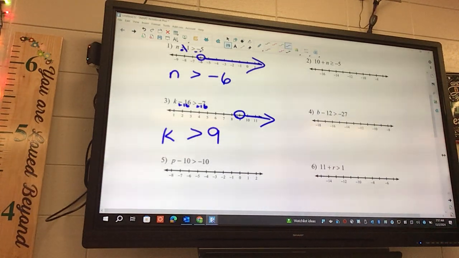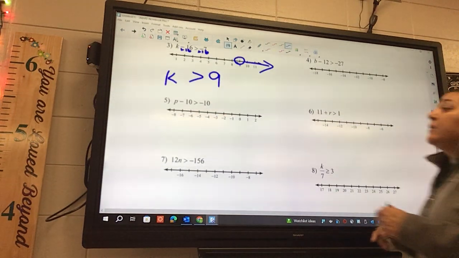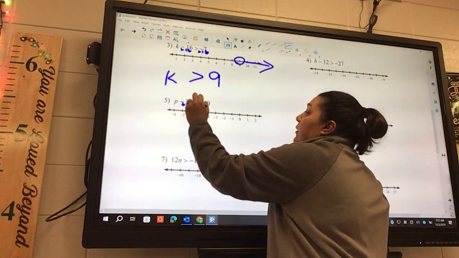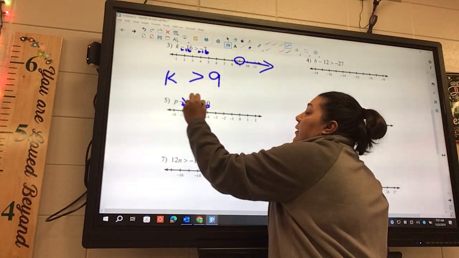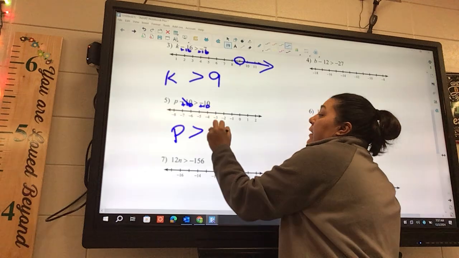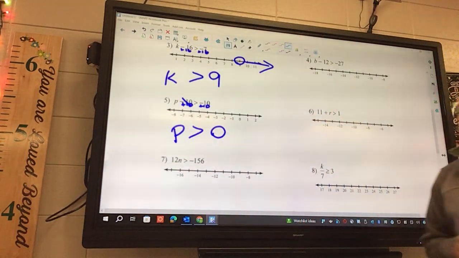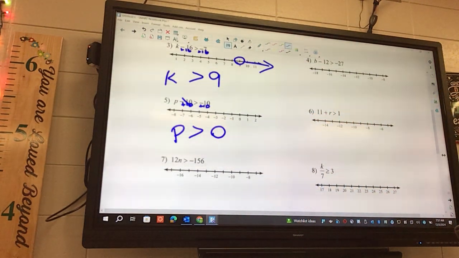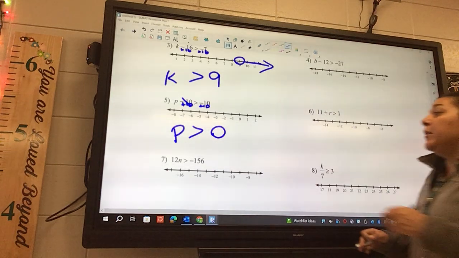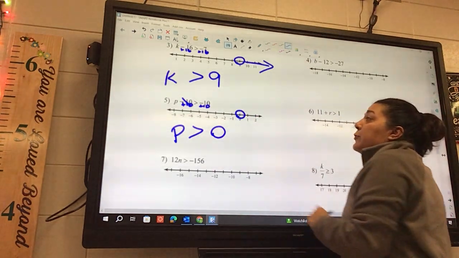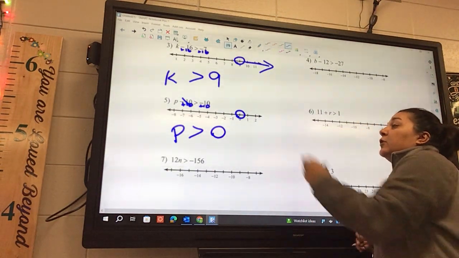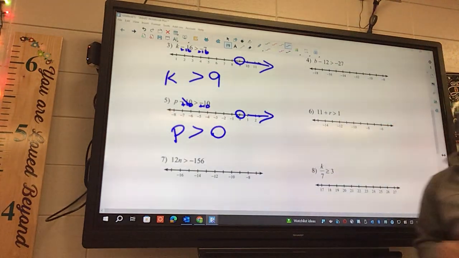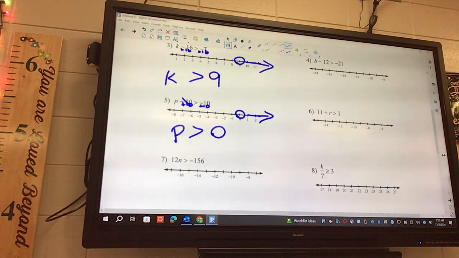Okay, 5. Who needs moved? The -10. How do I move a -10? Add 10. So we're going to say plus 10, plus 10. Okay, so I'm going to get P, and that's going to be 0. Should that be open or closed? Open. Going which way? To the right.